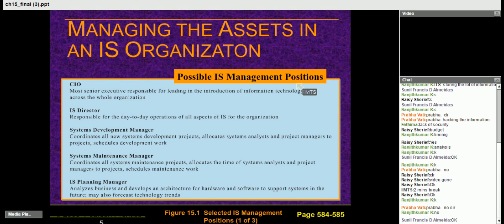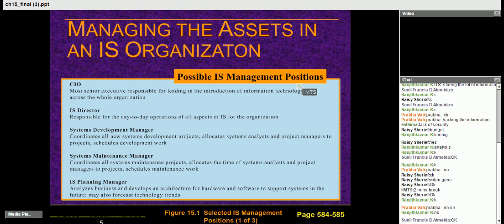Possible IS management positions. Most senior executives responsible for leading in the introduction of information technology across the whole organization. That is the role of the CIO. Then Information System Director responsible for the day-to-day operations of all aspects of IS for the organization.